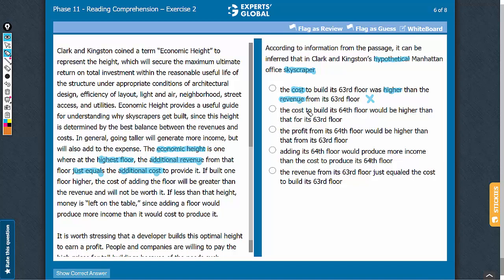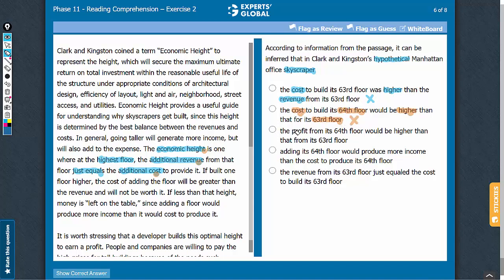Answer choice B. The cost for the 64th floor would be higher than the cost for the 63rd floor. In the context of economic height, the passage compares the revenue and costs of a particular story. The passage doesn't compare the costs of two stories. So it cannot be established that the cost of the 64th story would be higher than that for the 63rd story. So let's eliminate this answer choice.